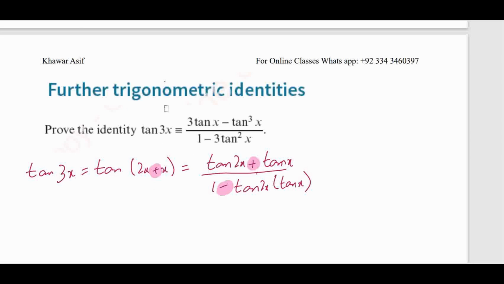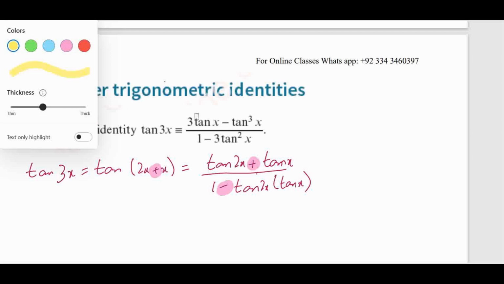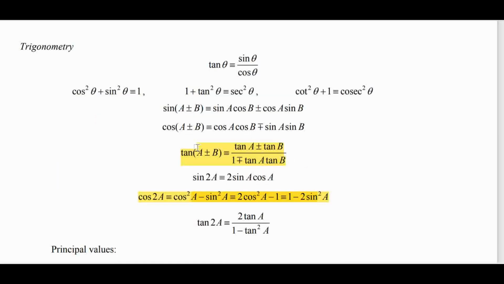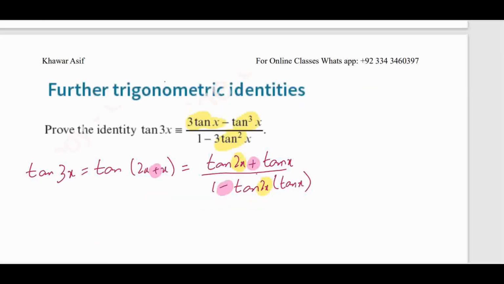Now here again we have to see the right hand side also. This one is tan and tan, so it means we don't need to convert it into sine and cos, so we have to use the double angle identity over here and here. So what is the double angle identity? This one is the double angle identity: tan of 2a is equal to 2 tan a divided by 1 minus tan square of a.